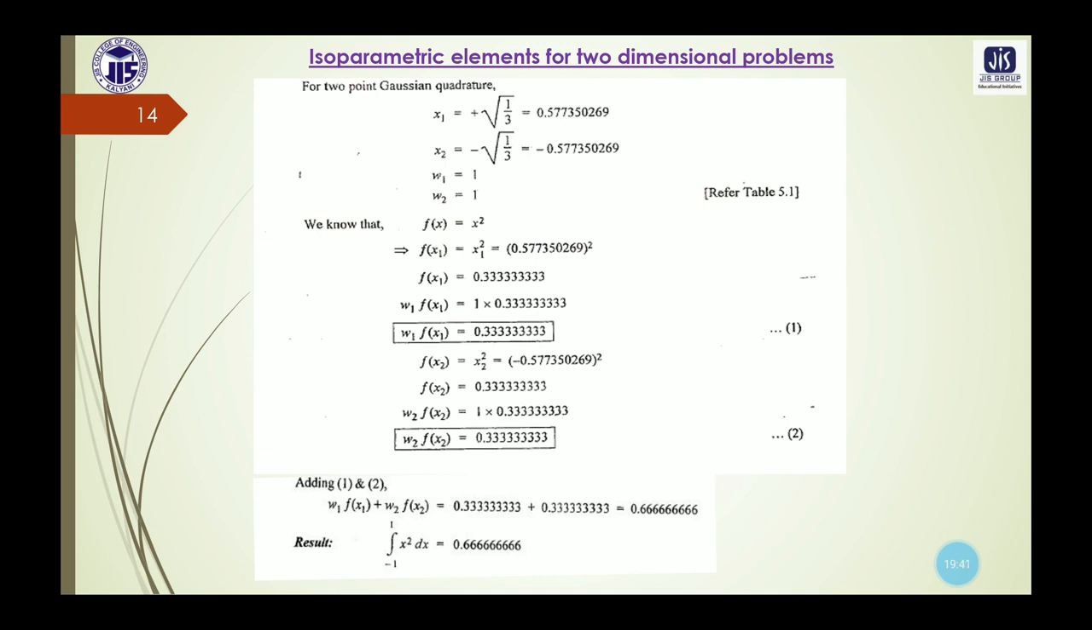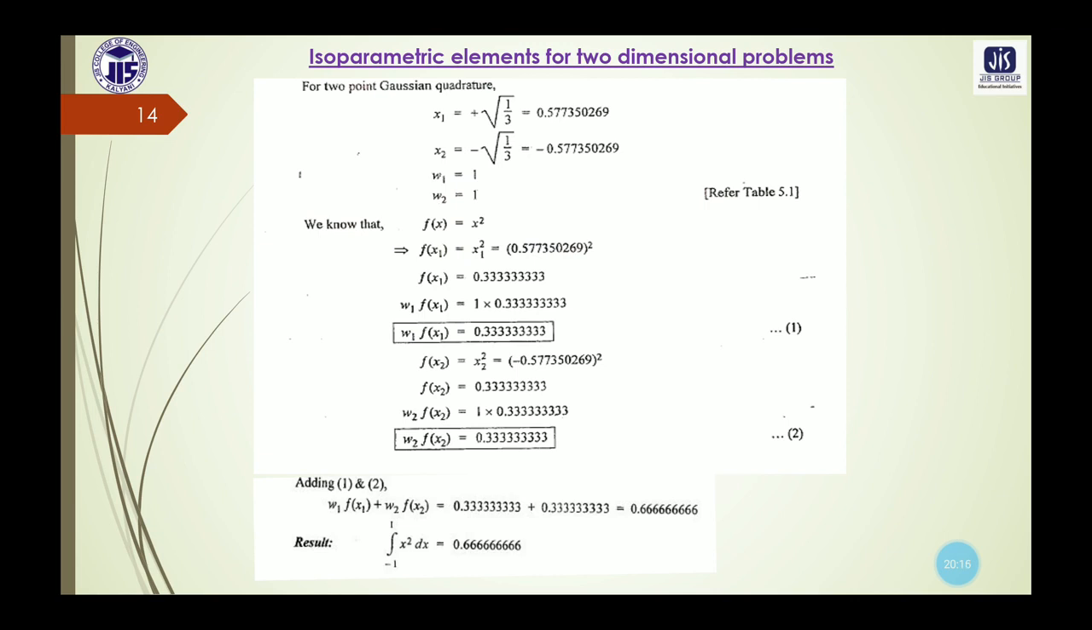Now fx is given as x square, so that means fx1 is x1 square. The value of x1 we have got from the table, that is plus root under 1/3. So the fx1 is coming as 0.333. Now if we multiply this with the corresponding weight, which is 1 actually, so w1 into fx1 will be the same as fx1. So that means w1 into fx1 we are getting as 0.333, which is our equation number 1.